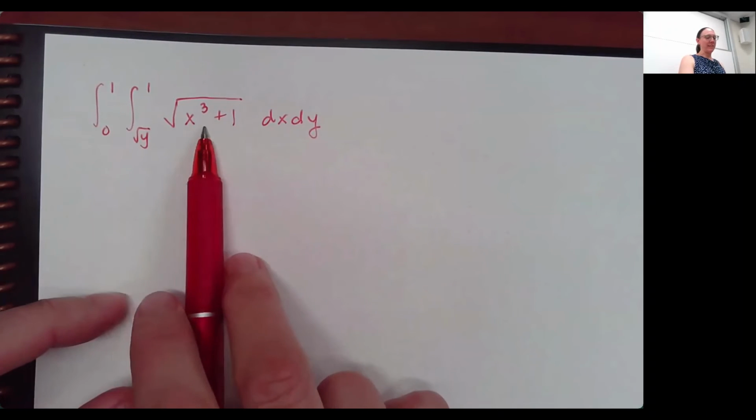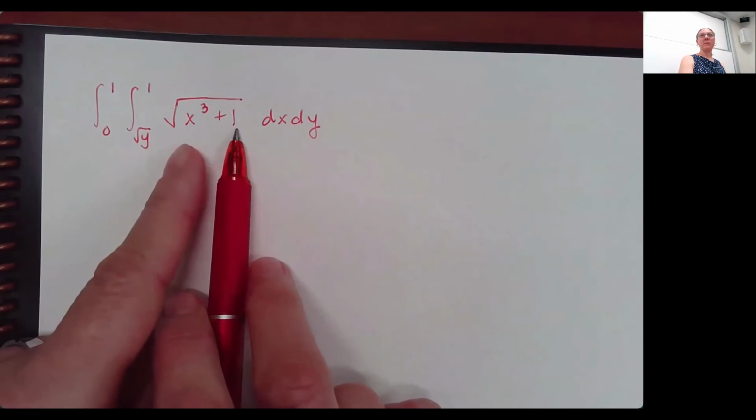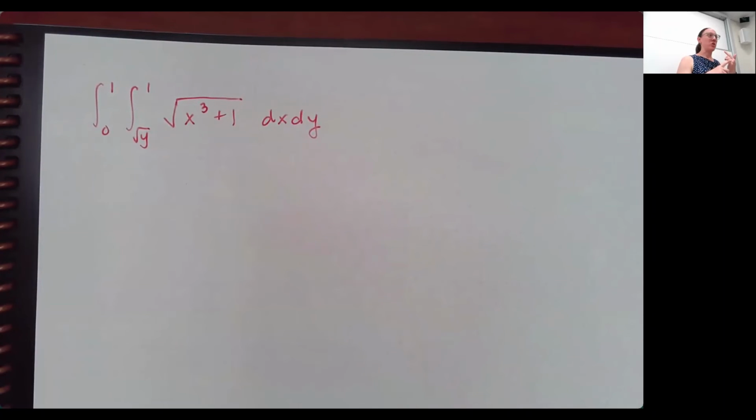integrating the square root of x cubed plus 1, there's no u substitution I can do. It's possible that there's an integration by parts that might help me. I think I might have to use some sort of trig identity and do a trig substitution. Like, it's not friendly. Luckily, we've been given the hint to switch the order of integration.